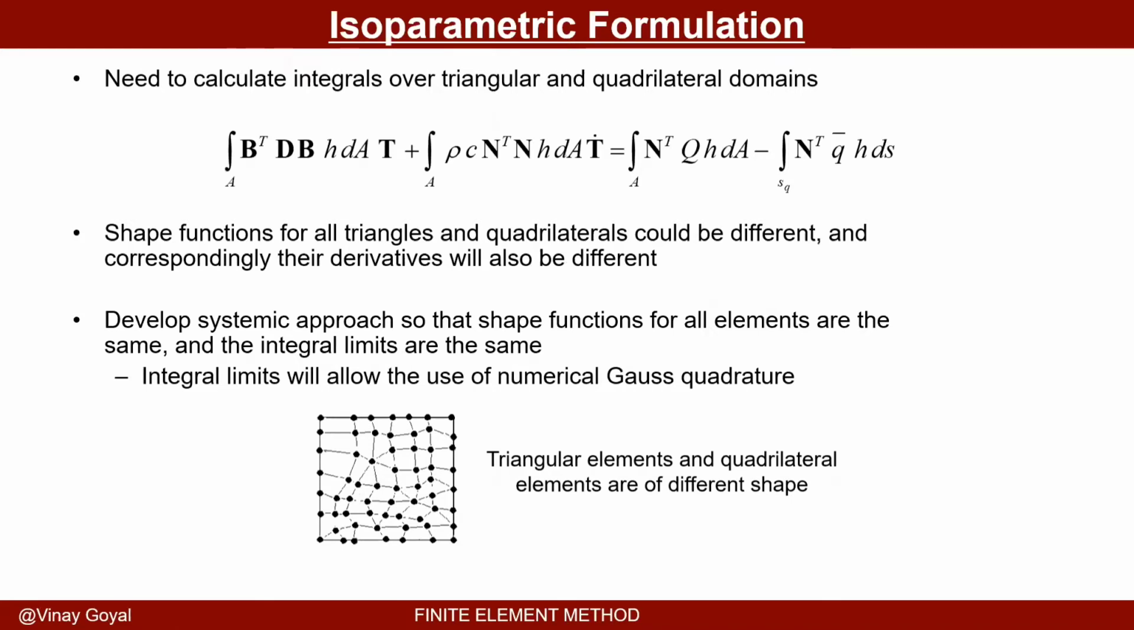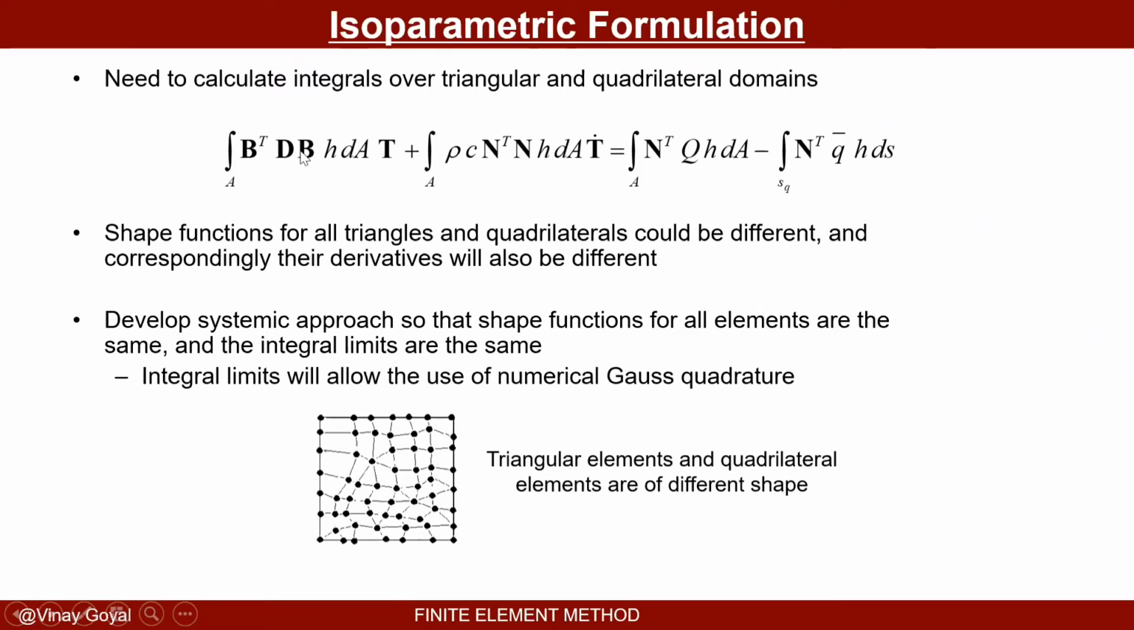So what are we trying to do? We're trying to find a systematic way. The way we're doing this is just not very efficient. And that's where we turn our heads to isoparametric formulation. We need to calculate the integrals over triangular and quadrilateral domains. Here you can see that I have B bold transpose, D bold, B bold. All this stuff needs to be calculated for every element.